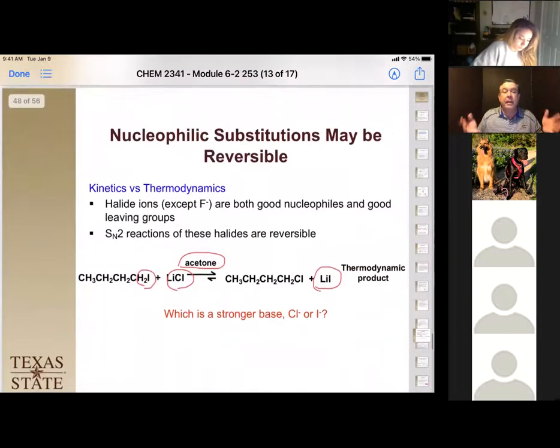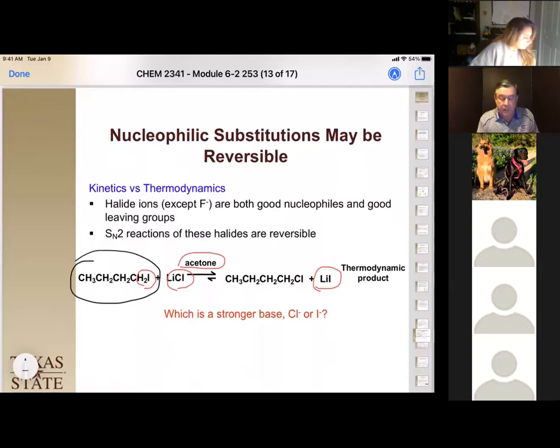Okay, but we can trick it. And we can do that by playing the game where we're looking at the kinetics versus the thermodynamics. Remember, in thermodynamics, we want the bond that has the stronger bond, the tighter bond, the shorter bond. So in the case of this reaction here, we have an alkyl halide, in particular the iodine. We have a chloride ion as our nucleophile, and we are doing it in acetone.